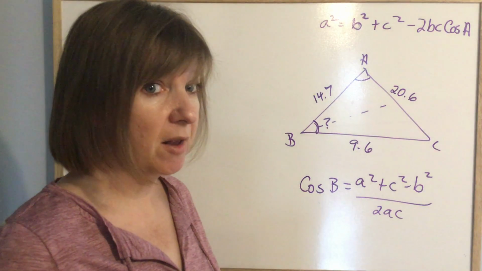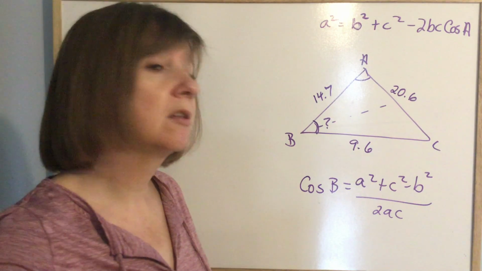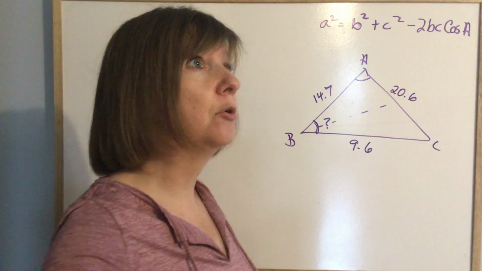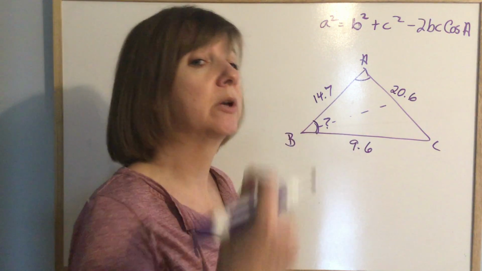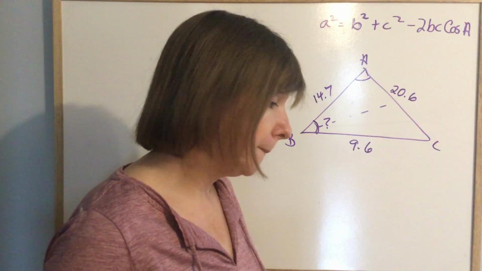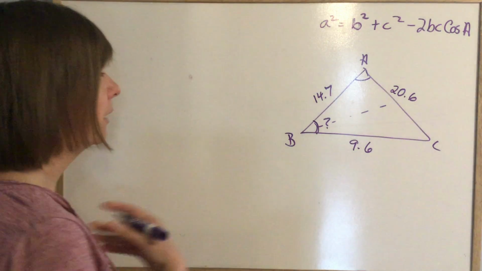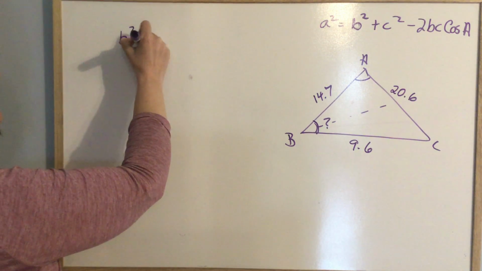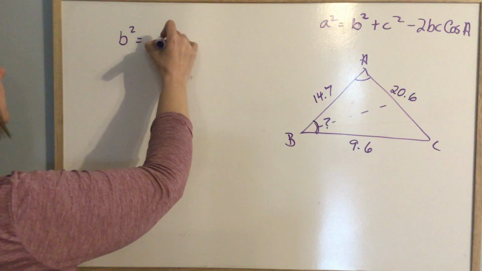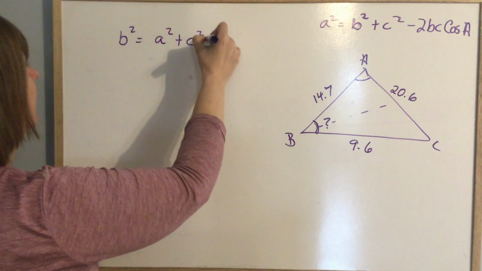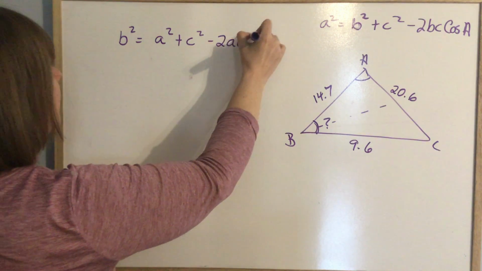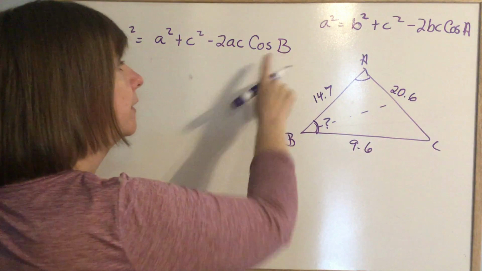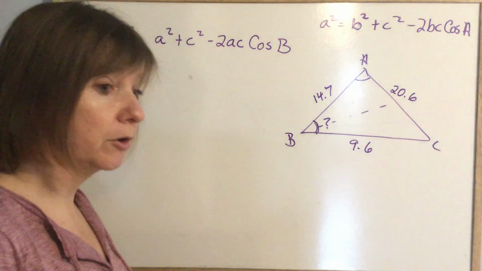I'm not really into memorizing the same formula a bunch of different ways, so I'm actually not going to memorize it that way. But if your memorization skills were better than your rearranging skills, you could do that. What I would do is I would go, okay, I'm looking for angle B, which means I need to have my b's isolated. So it would be b squared is equal to a squared plus c squared minus 2ac cos of B. Because if I've got a b over here, then I would have my angle B over here.